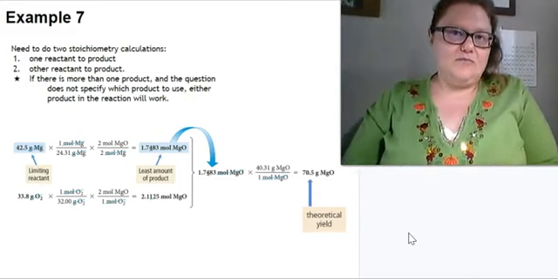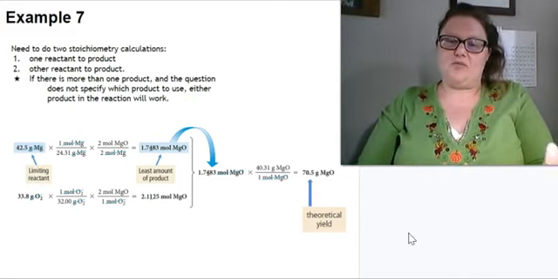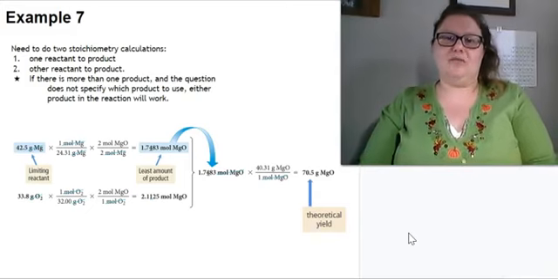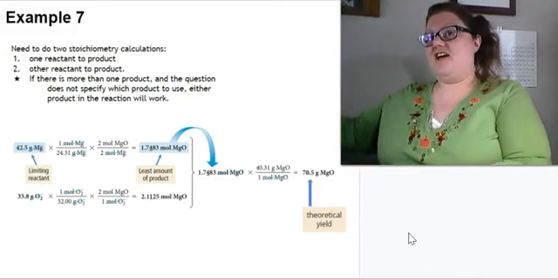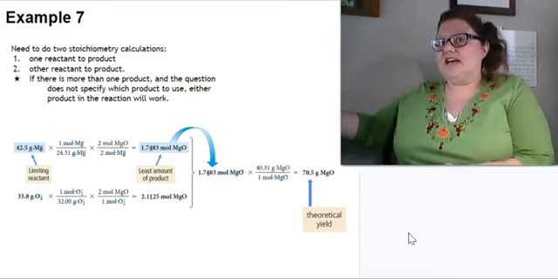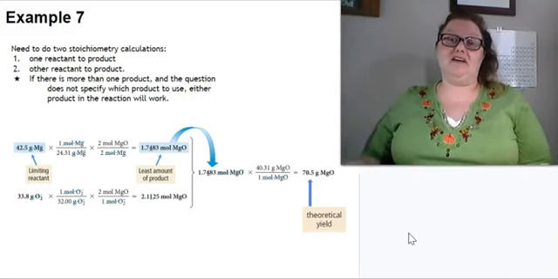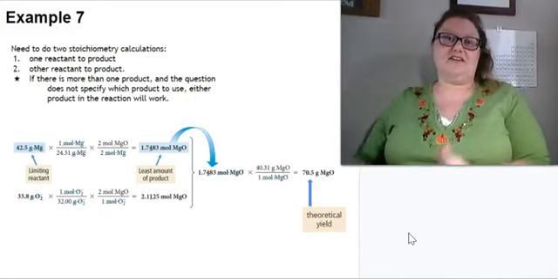And in some word problems, it may not specify what product you're trying to calculate for the amount that you want. And so if you have a problem that says they want the theoretical yield, but there's carbon dioxide and water on the product side, and they didn't tell you which one to calculate, in that case, you can pick which product you want to form. And so if it says that, just look out for that.